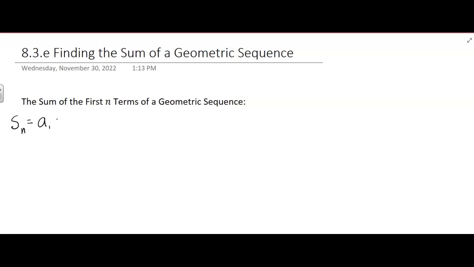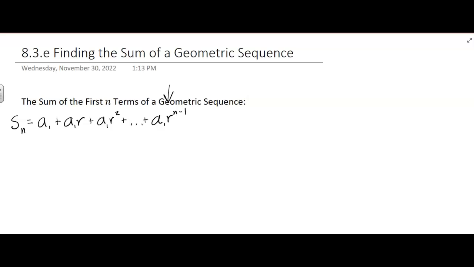We're starting with the first term, plus a sub 1 times r, that's the next term, plus a sub 1 r squared, plus, and then dot, dot, dot, plus, and then the last term would be a sub 1 r to the n minus 1. That's how we find the nth term, right? So that's the general term right there.